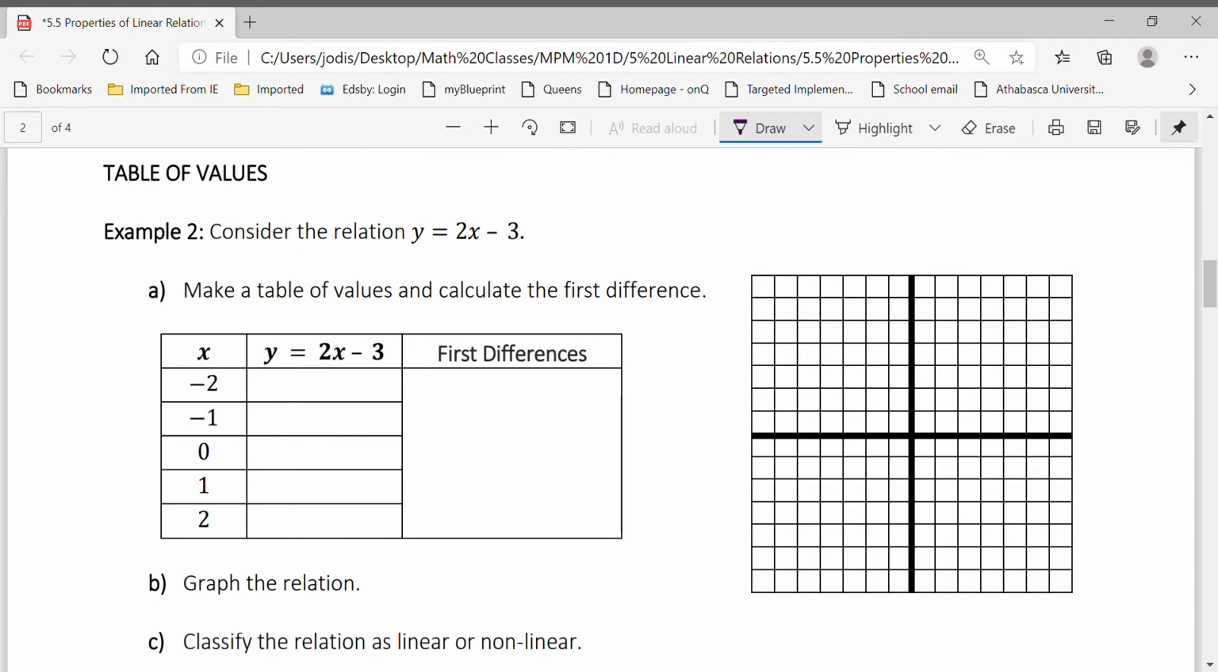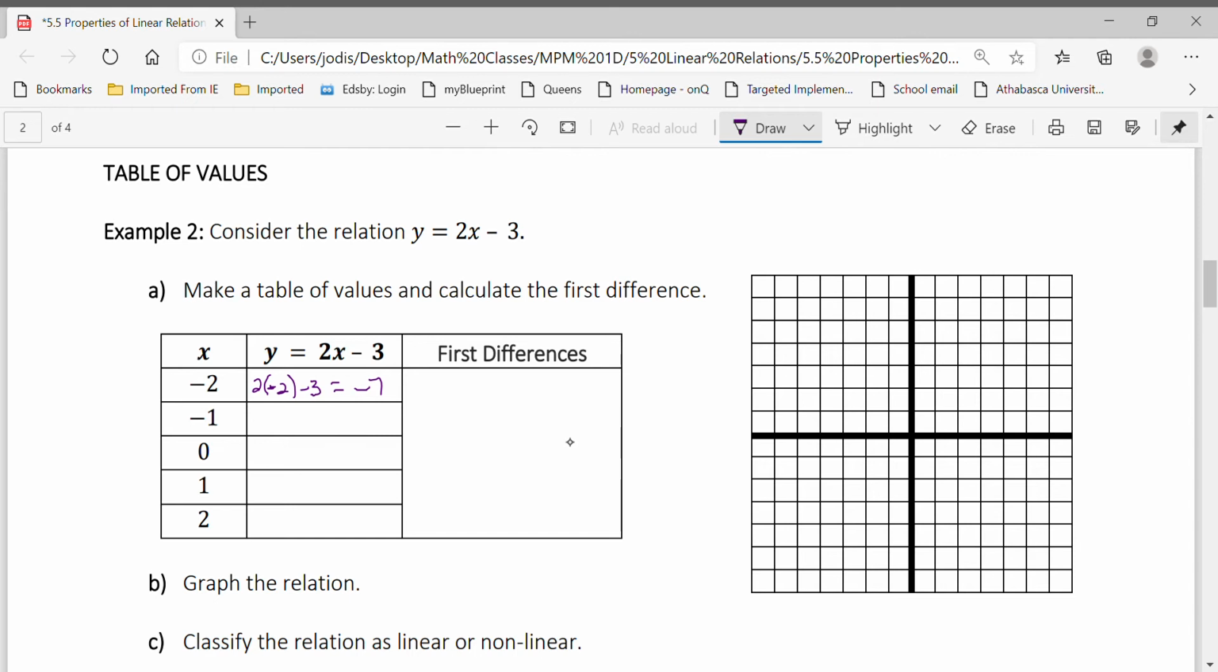So if we make a table of values here, again, input, output. So in this case, we have x is negative 2, so we want to do 2 times negative 2 minus 3. So 2 times negative 2 is negative 4, minus 3 is negative 7. Now you don't have to show this work each time. I'm going to do it for the first one, but not for the rest.